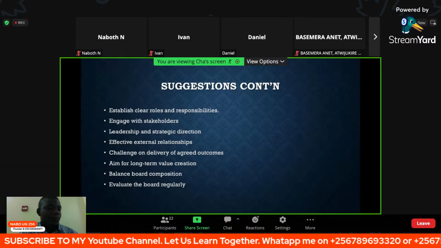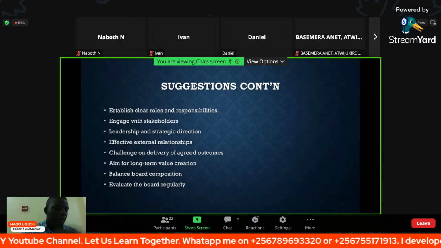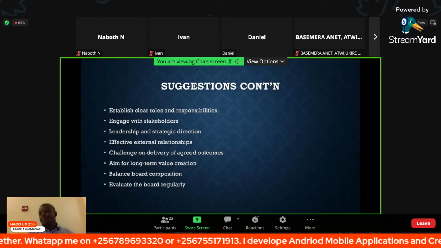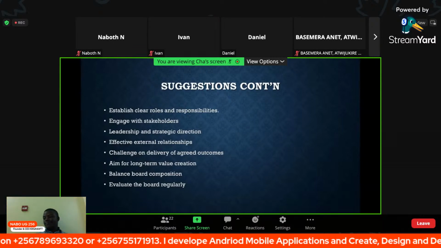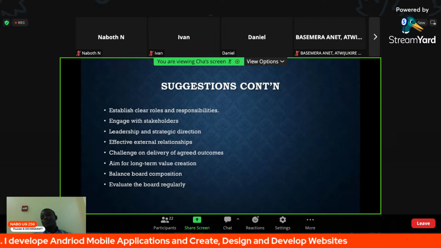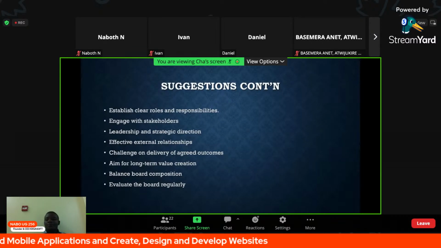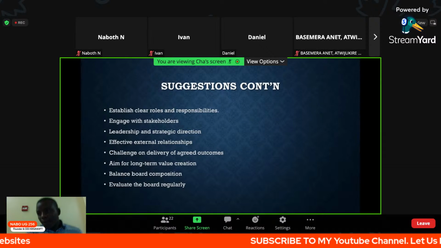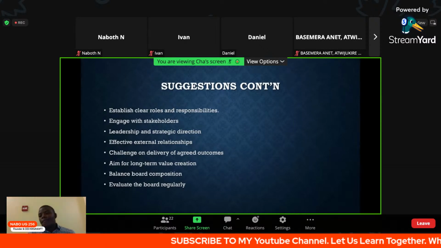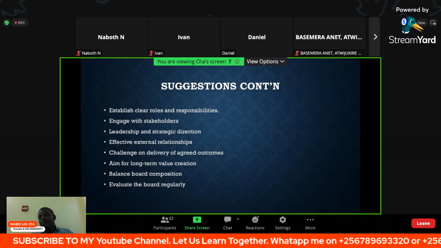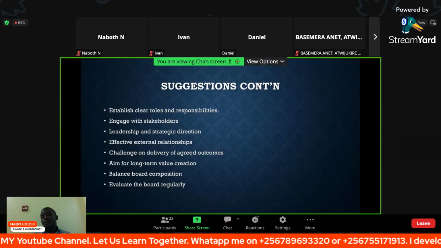Then evaluate the board regularly. This means we should always look at what the board does. Basically that. Let my other colleagues continue.